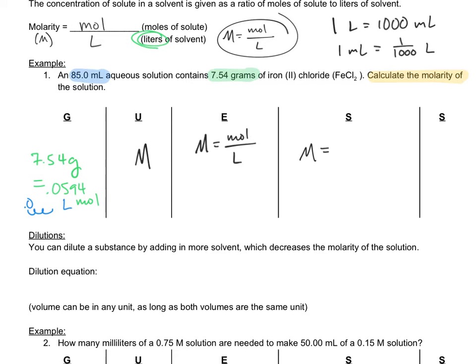For moles, we put in 0.0594 moles, because that was this number over here. And then for liters, we put in 0.085. Then all you got to do is type that into a calculator and divide. 0.0594 divided by 0.085 equals 0.699. And the unit for that is molar, capital M, which is moles per liter.